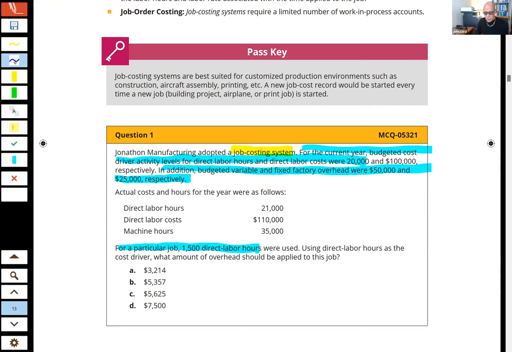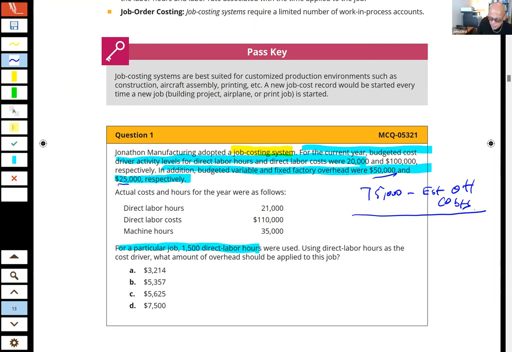Sometimes students will say, well, why did they give us the cost? I don't know, to distract you, so that you would read the question and know what you need to pick up here, right? So we have budgeted 50 plus 25. So we have estimated overhead costs of 75,000, the fixed and the variable.